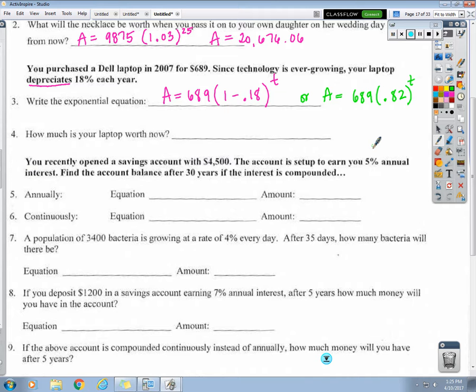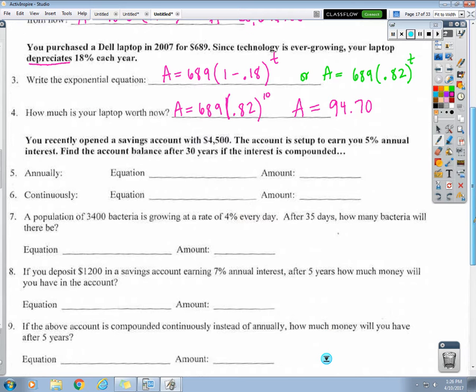Now they want to know how much is your laptop worth now, so what would you do? You plug in a 10 for T, because it's been 10 years since 2007. So A equals 689, and then I'm just going to use this one, times 0.82 to the 10th power. And so how much is it worth? Right, like about $94.70, if anybody would even pay you that.